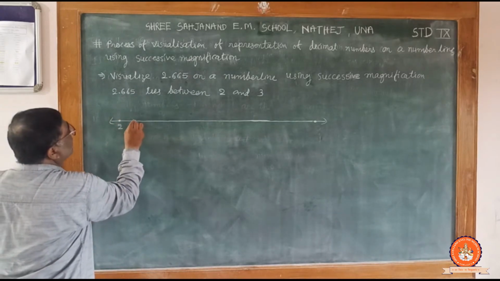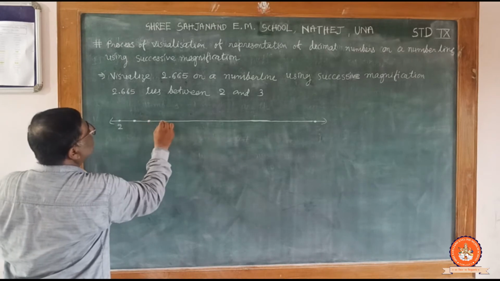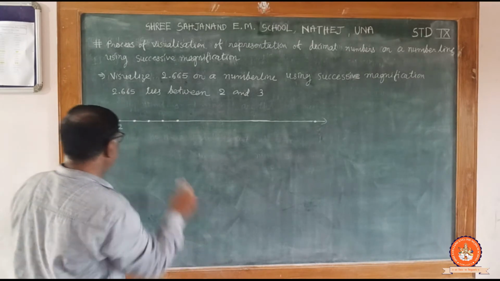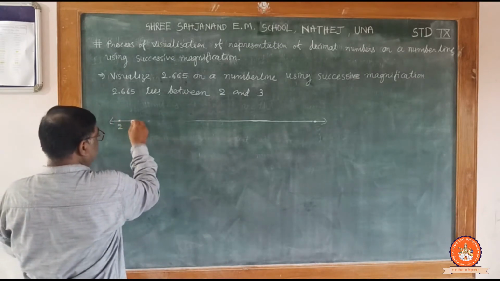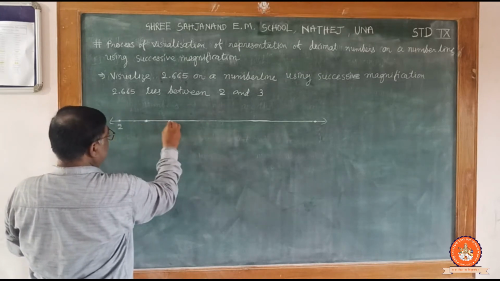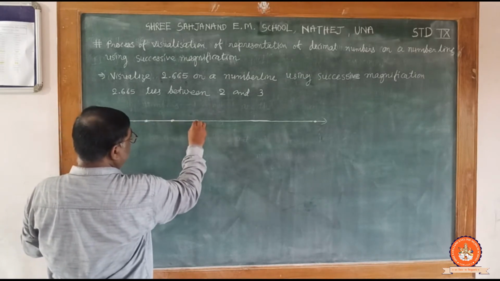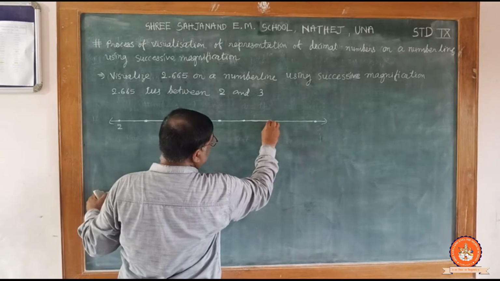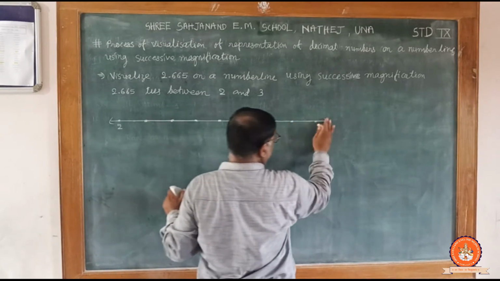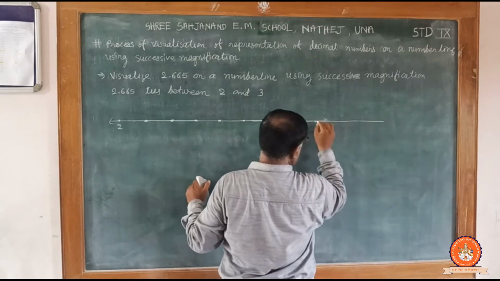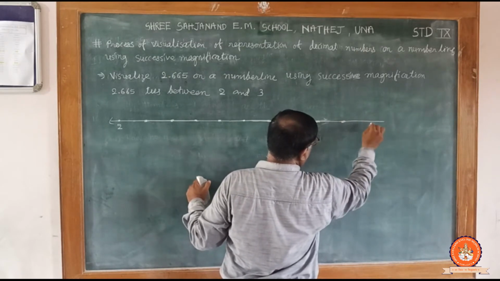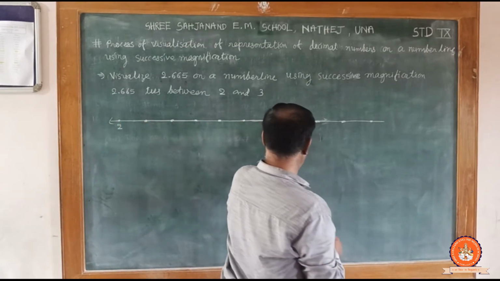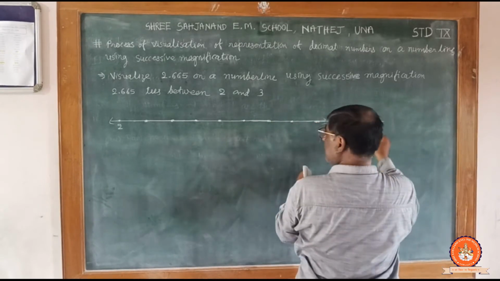1, 2, 3, 4. Okay, slightly bigger. 1, 2, 3, 4, 5, 6, 7, 8, 9, and the 10th one. Look at it. 1, 2, 3, 4, 5, 6, 7, 8, 9, and 10. Okay, this is number 3.